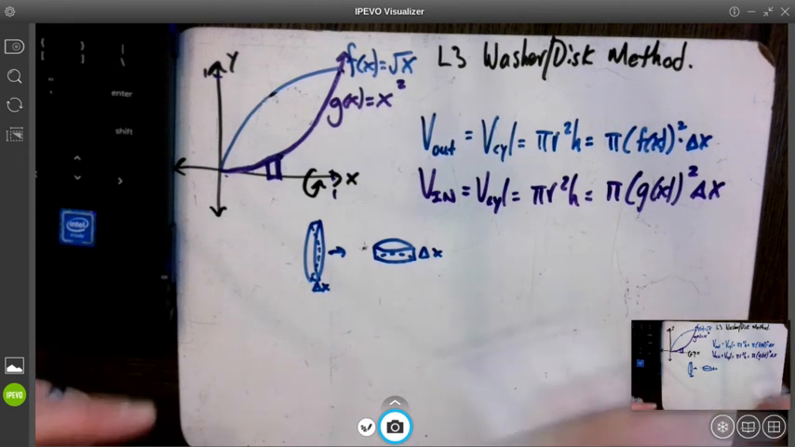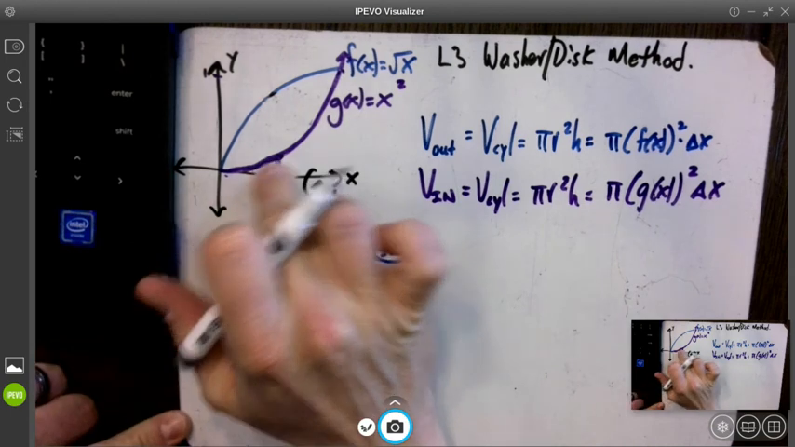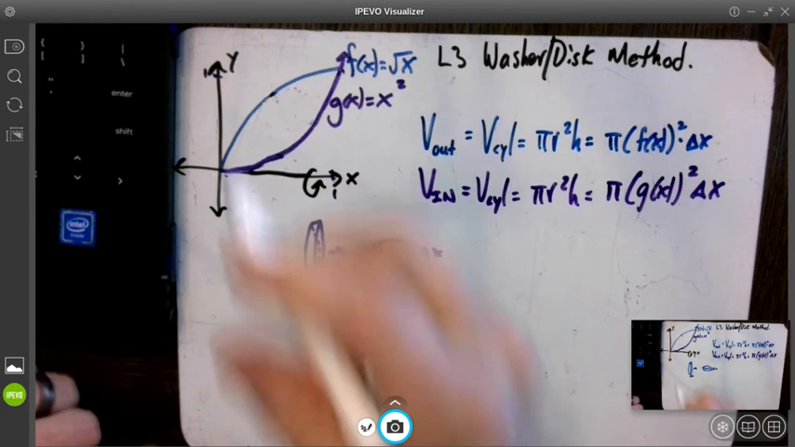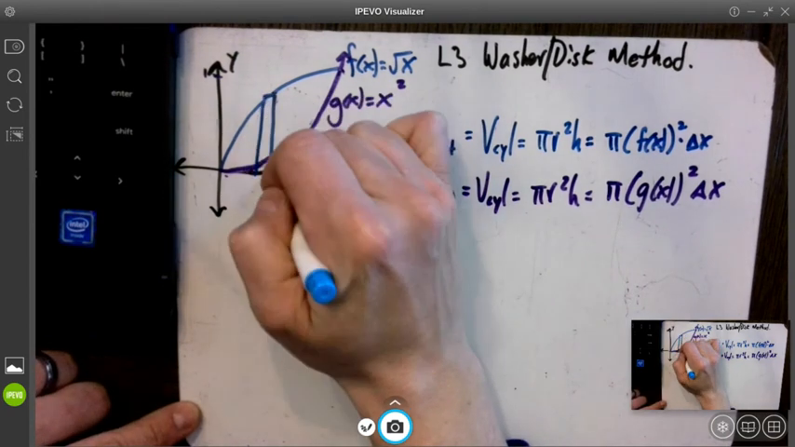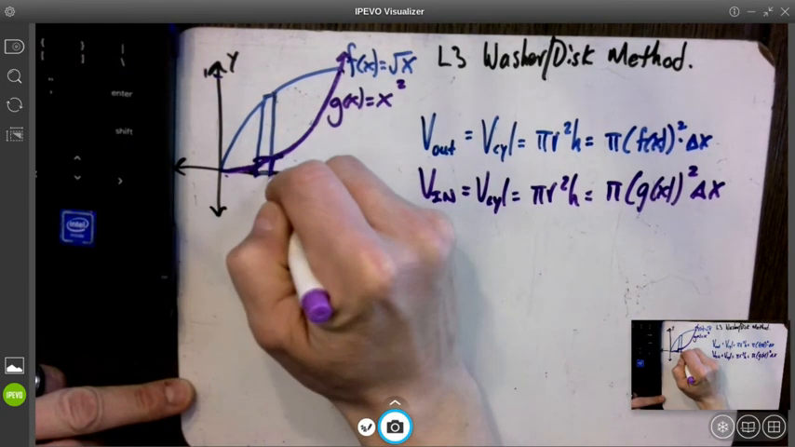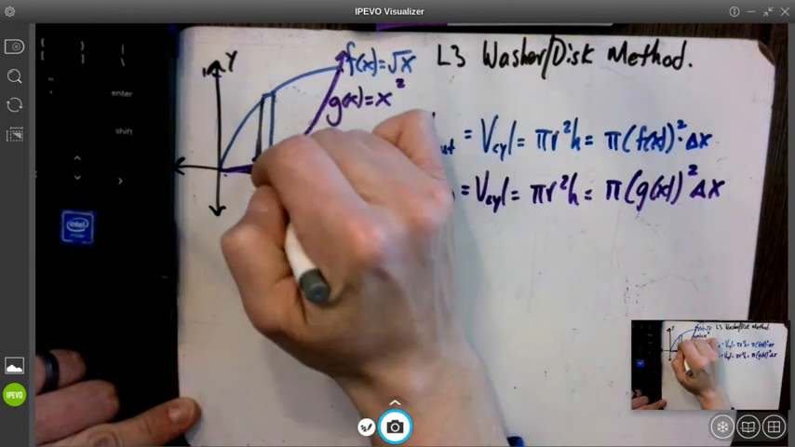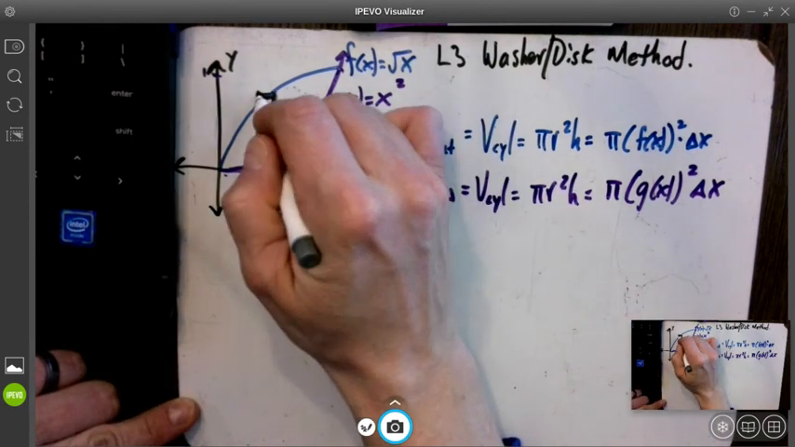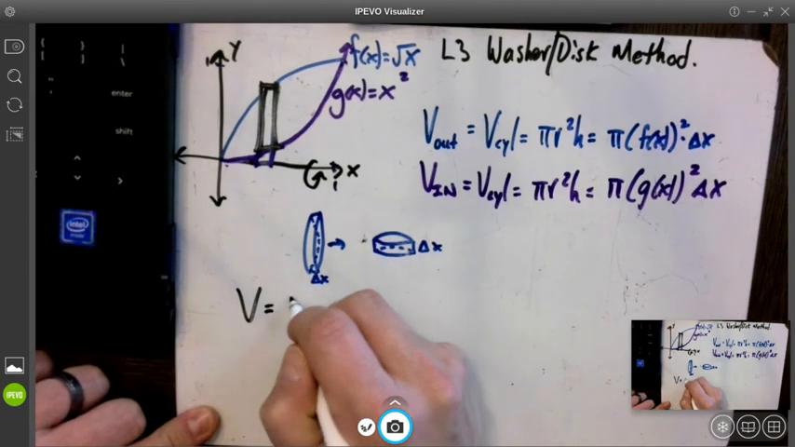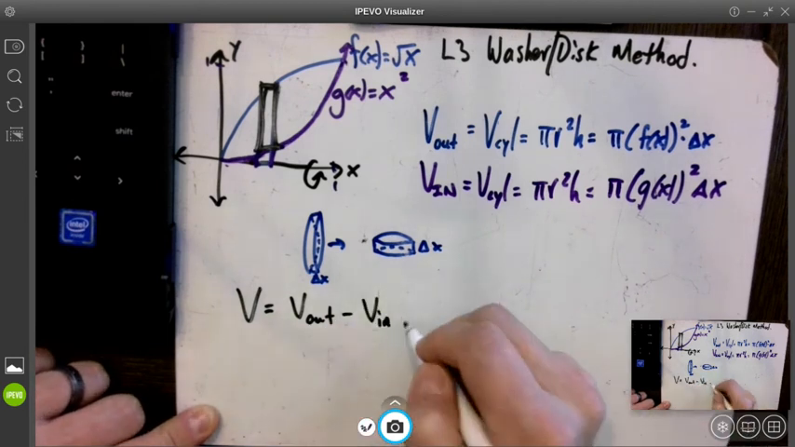And now if I want my actual volume, this is pretty cool. I'll show you this. So here we go. If I do blue, I was talking about everything. If I do purple, I was just talking about this guy right here. And if I subtract the volume of the outer and the inner, I'm going to get the region that I want rotated around. So my total volume is going to be V out minus V in, which is cool.